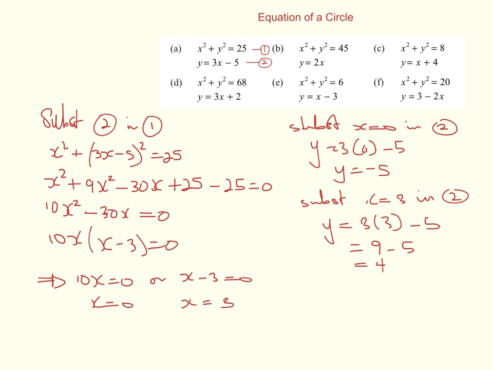So finally then, you can set out the answer however you like. I choose to set it out this way. When x was 0, y was minus 5, and when x was 3, y was 4. Okay, and that is basically done.